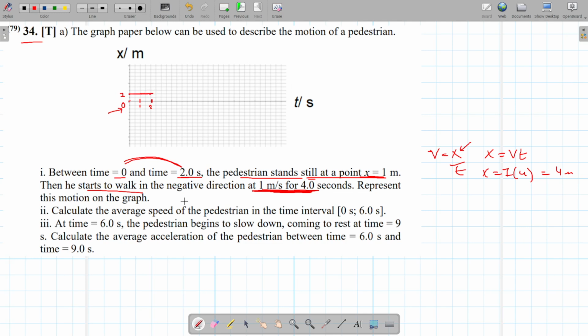Then we said the guy started going in the negative direction for 4 seconds, until he reached 4 seconds, meaning 3, 4, 5, 6. He started going in the negative direction at 1 meter per second. And we calculated that distance to be 4 meters. So he went down 4 meters. So it's going to become negative 1, negative 2, meaning 1 to negative 3. So he went down to 6, negative 3 over here like this.